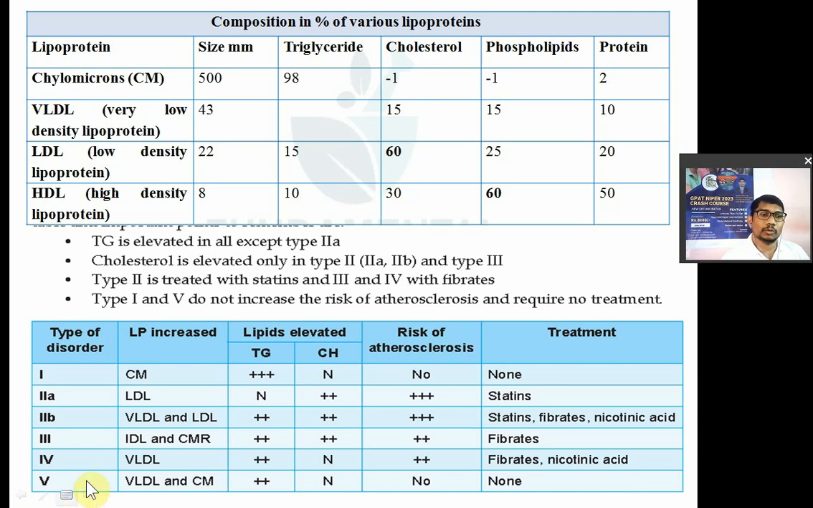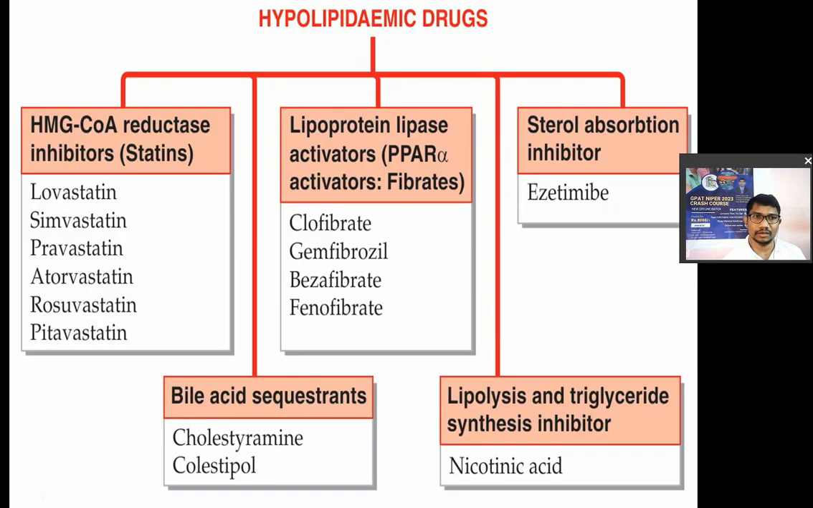Hyperlipoproteinemia type 5: very low density lipoprotein and chylomicrons are increased, again no risk of atherosclerosis and it does not require treatment. Now we will see different drugs in the treatment of hyperlipoproteinemia: hypolipidemic drugs, or drugs used in the treatment of increased lipid levels.